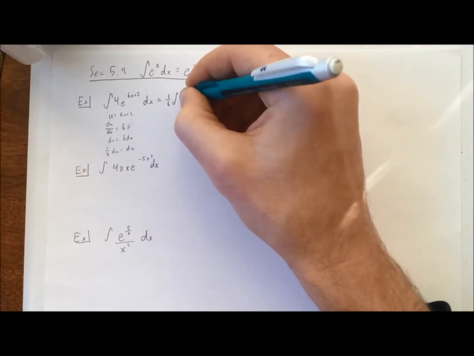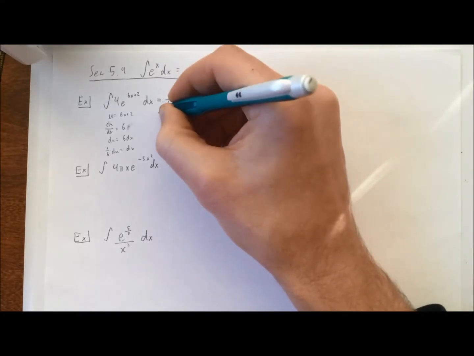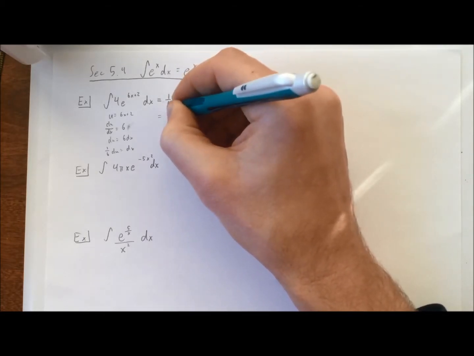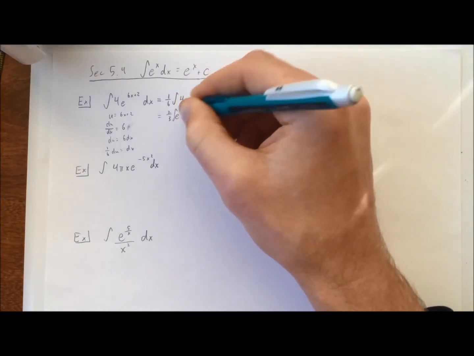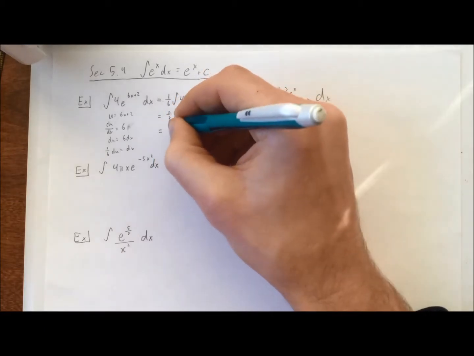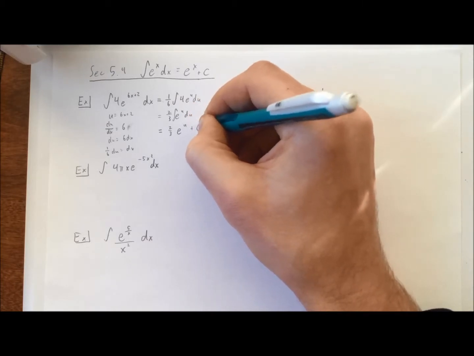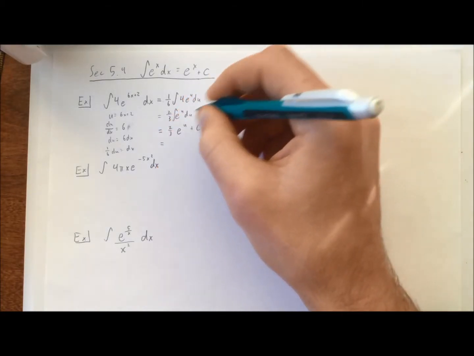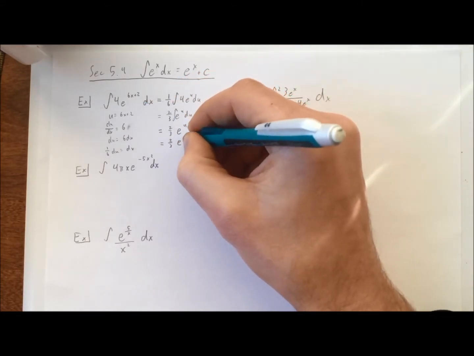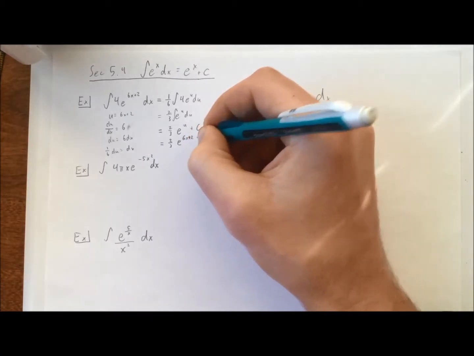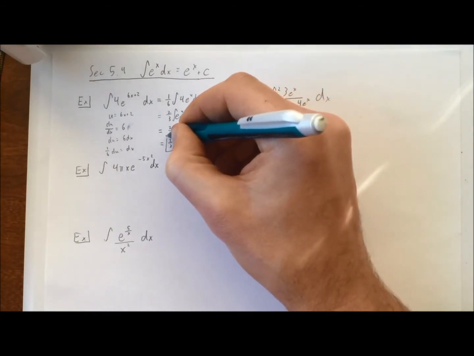1/6 of 4 e to the u du. And I'm going to go ahead and kick the 4 out front here. So it's 4/6, which is really just 2/3 e to the u du. Well, the antiderivative of e to the u is just e to the u. So that's going to give me 2/3 of e to the u plus c, which I can rewrite as 2/3, once I back substitute, of e to the 6x plus 2 plus c. That is my answer right there.